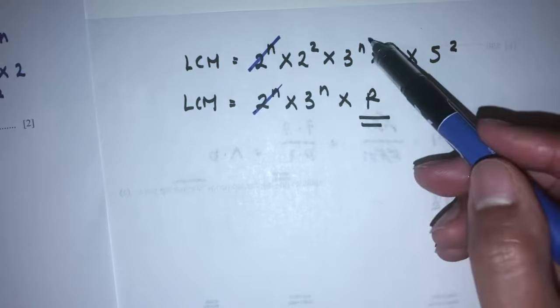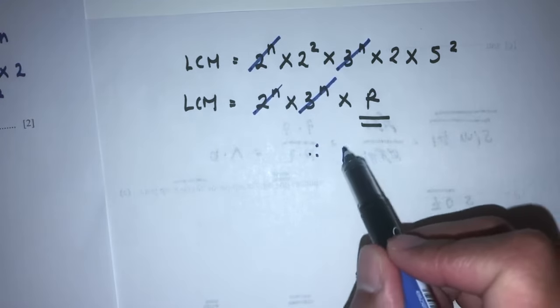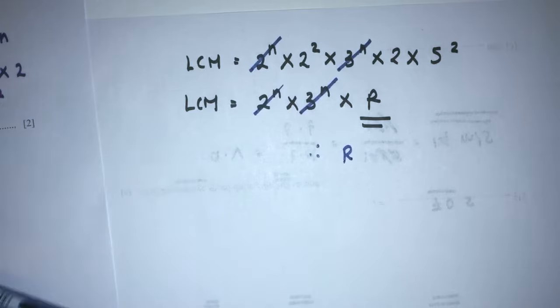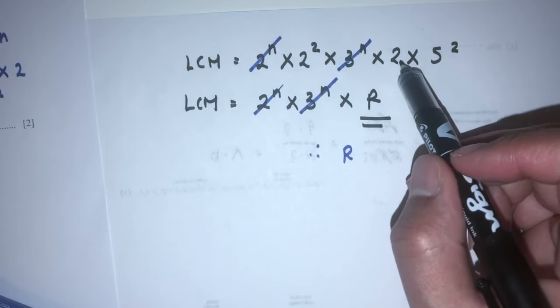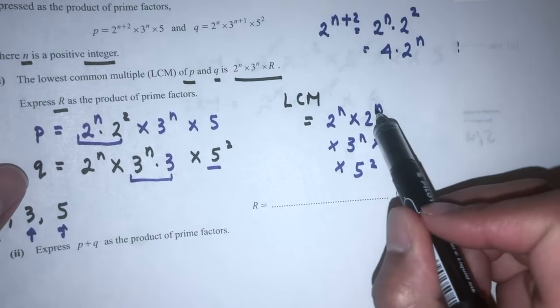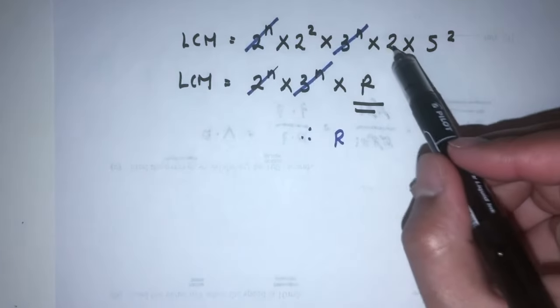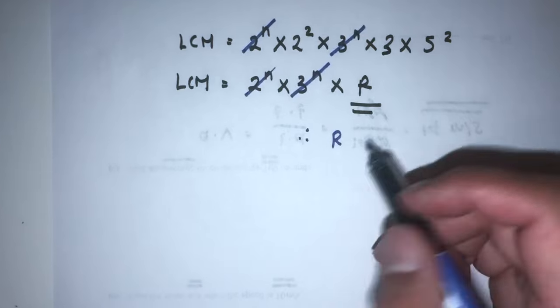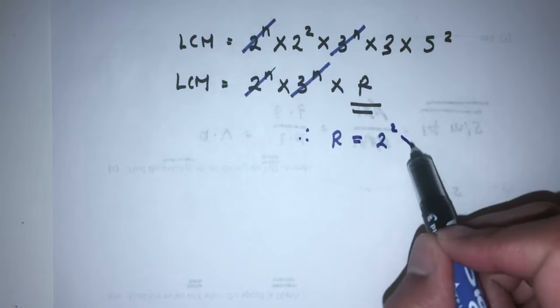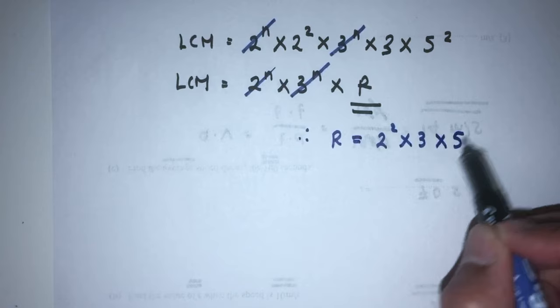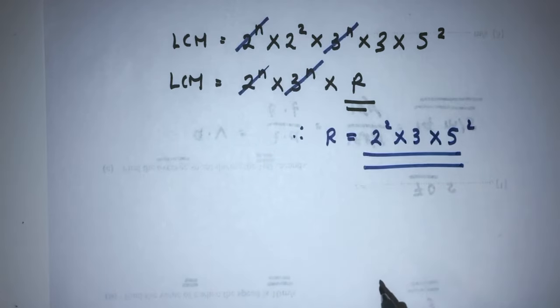This is here, this is here, so obviously r has to be what? So let's see, this is not 3, this is not 2, this should be 3. So I think I made a mistake here. This should be 3, not 2. This is 2, so 2 power 2, and 3 should be 3 here. So the value of r is equal to 2 power 2 times 3 times 5 power 2. That is my value of r according to the question. Now for part 2, let's see what we have.